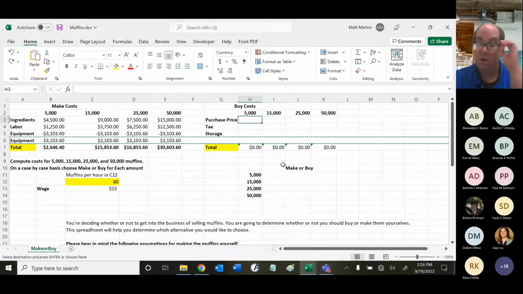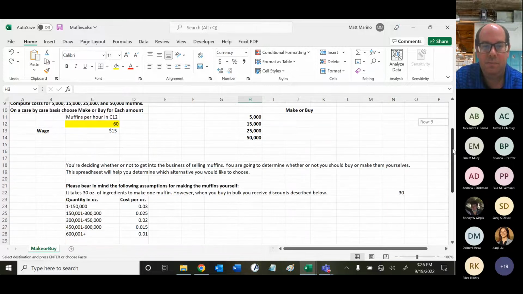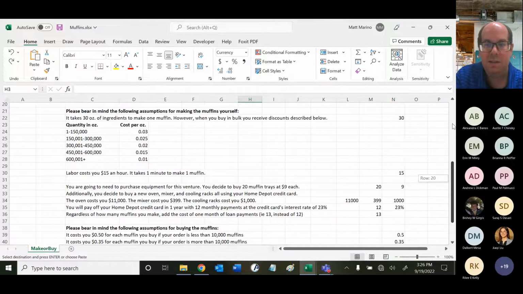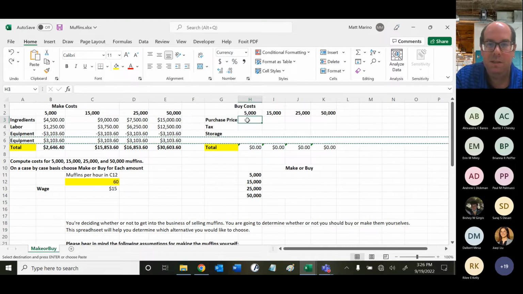All right, so purchase price. We're going to go back to our favorite IFS. So it costs you 50 cents for each muffin you buy if you order less than 10,000 muffins. It costs you 35 cents for each muffin if your order is more than 10,000 muffins. Again, you buy in bulk, things are cheaper. So we do an IFS function here.